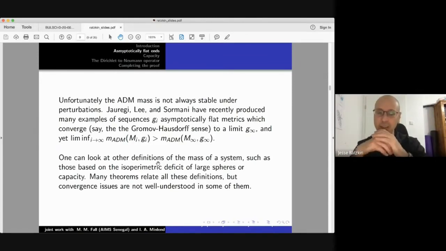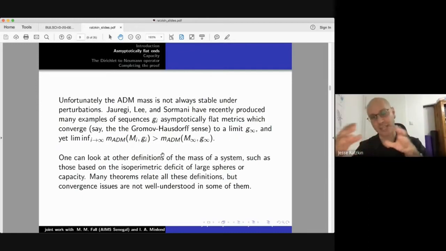So fairly recently, Jeff Jauregui, Dan Lee, and Christina Sormani have produced a number of examples of sequences of metrics which converge in some sense. They converge, in particular, in the Gromov-Hausdorff sense. They actually converge in a stronger sense, with respect to something called the intrinsic flat metric. So they show that this ADM mass is lower semi-continuous, but can actually jump down. The value of the ADM mass can have a discontinuity.